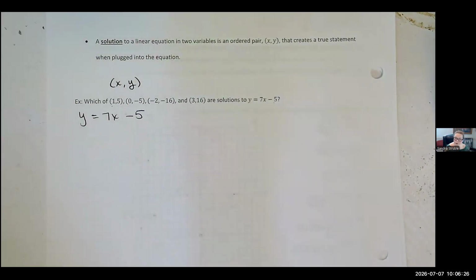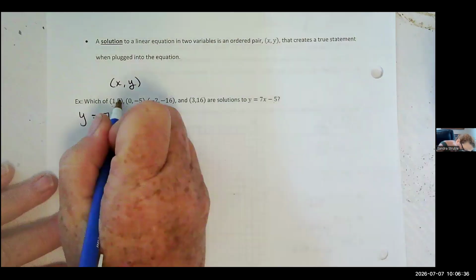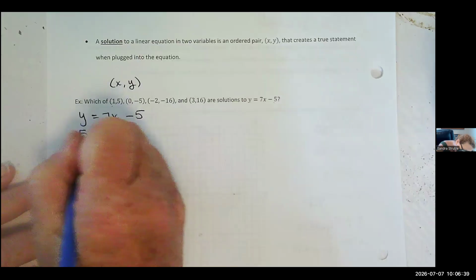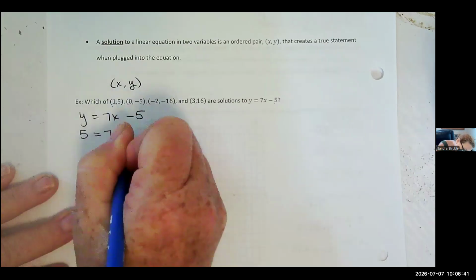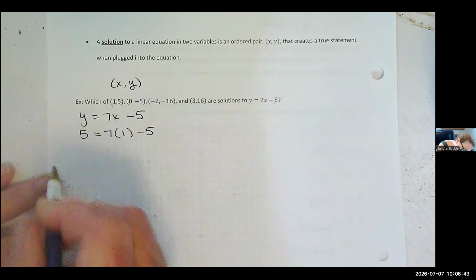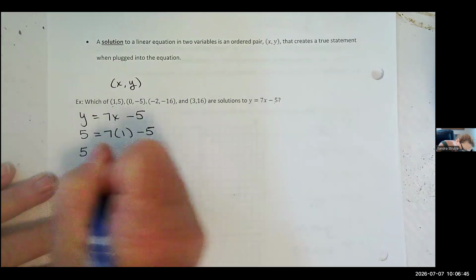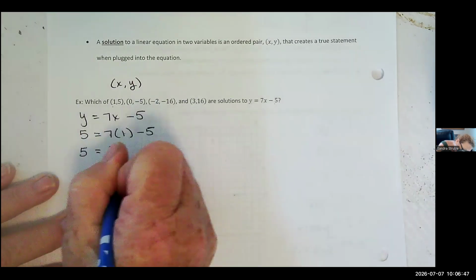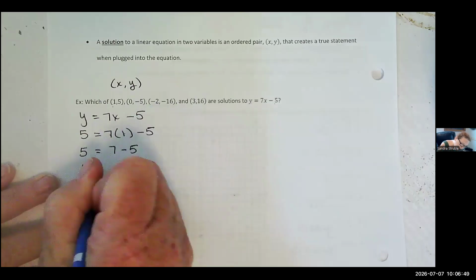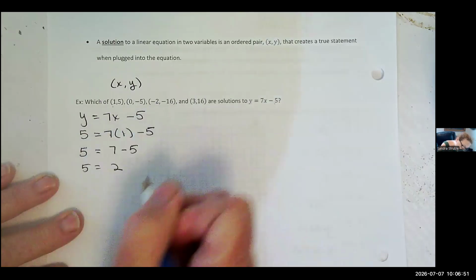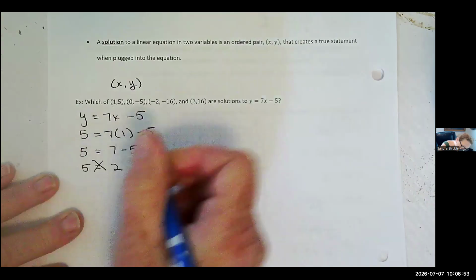All right, I'm going to do the first one. Then I'm going to pause. I want you to pause the video and then go do the other 3 yourself and come back to see how you did. So y is 5, x is 1, 5 is going to stay where it is. It's already simplified. 7 times 1 is 7. 7 minus 5 is 2. 5 does not equal 2, so 1, 5 is not a solution.